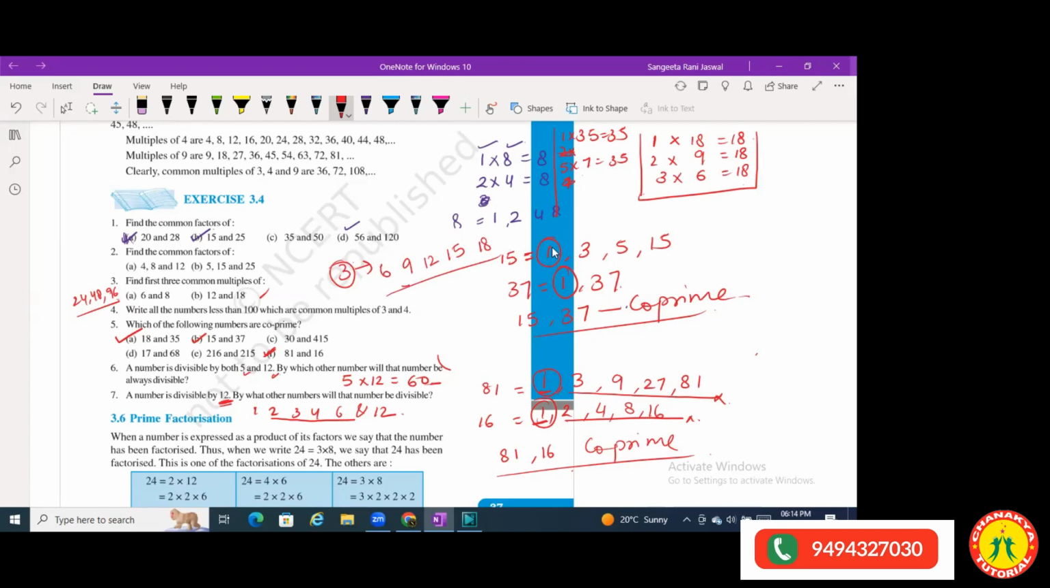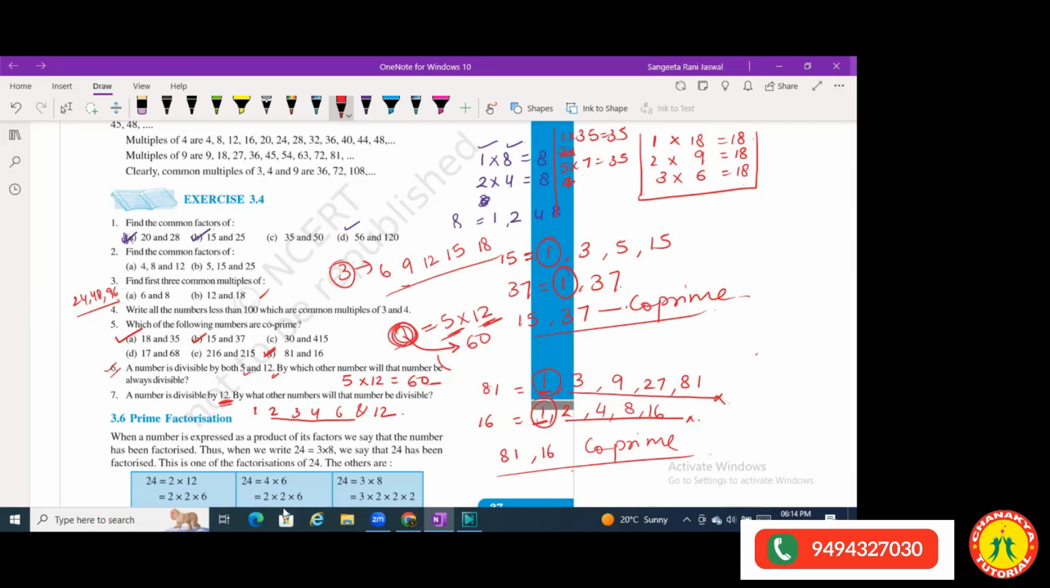A number is divisible by both 5 and 12. By which other number will that number always be divisible? If some number is divisible by 5 and 12, that means 5 and 12 are factors of that number. If we multiply 5 and 12, we will get 60. So that means this number is 60.